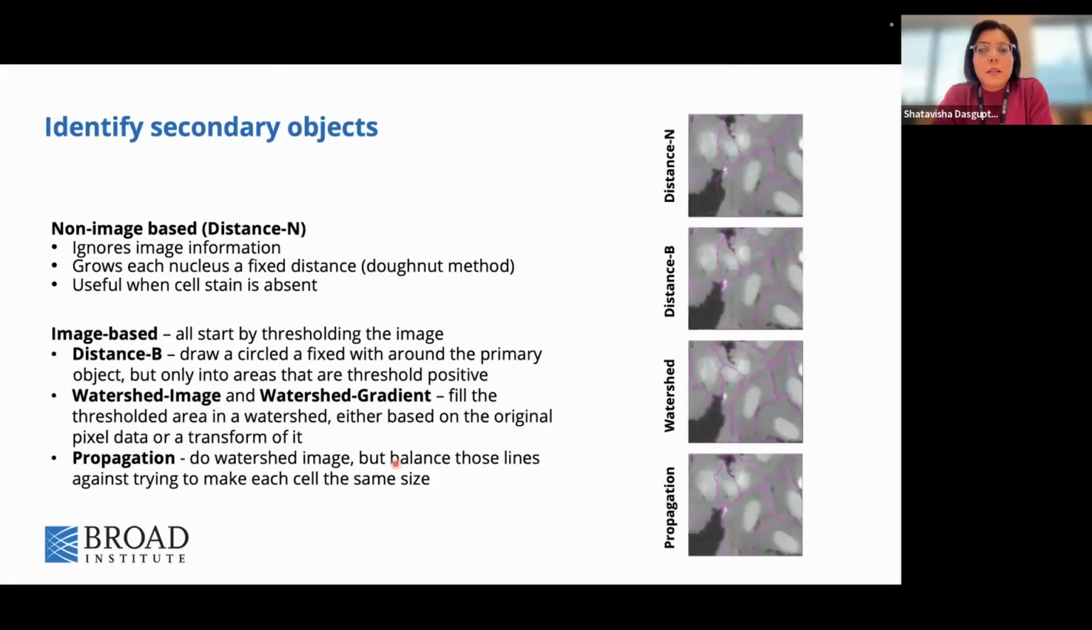And the principles that are used for identifying secondary objects can be largely grouped into non-image-based methods or image-based methods. Non-image-based method usually just identifies the nucleus and then goes on applying a fixed distance from the nucleus that spreads out from the nucleus in a donut shape. And this method is particularly useful if the panel did not have any stain for the cytoplasm or the membrane. There are some additional image-based methods as well that are used.